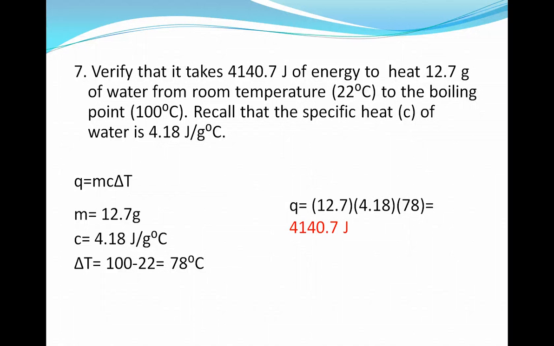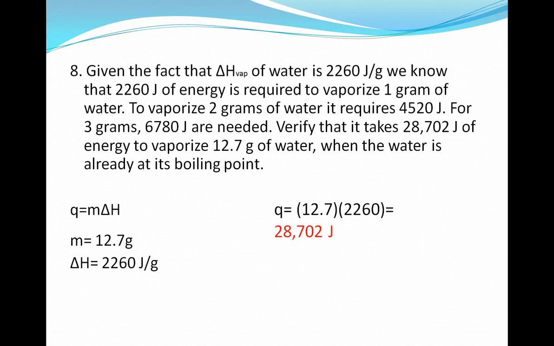So this is no phase change. So Q equals MC delta T. You're given your mass, your C, and your delta T is 100 minus 22, and you get 78. So you plug it all in, and you get 4,140.7 joules of energy.